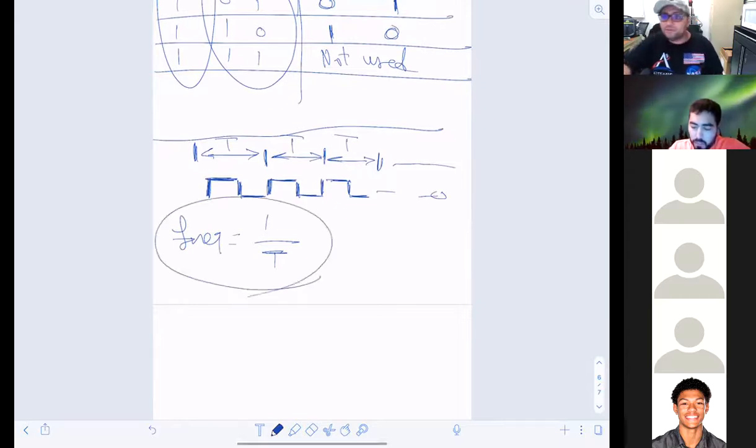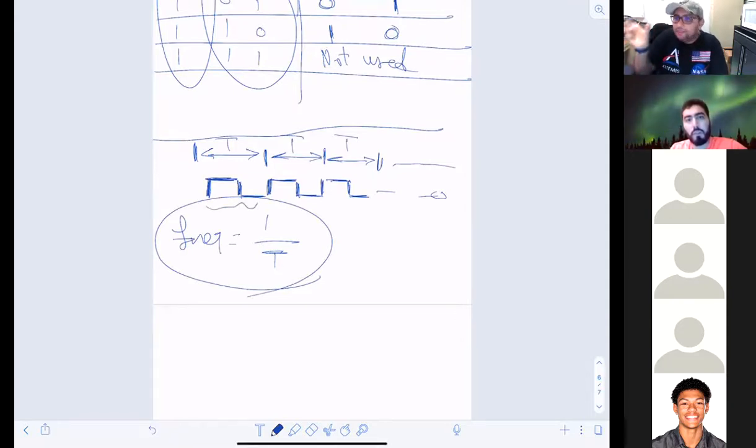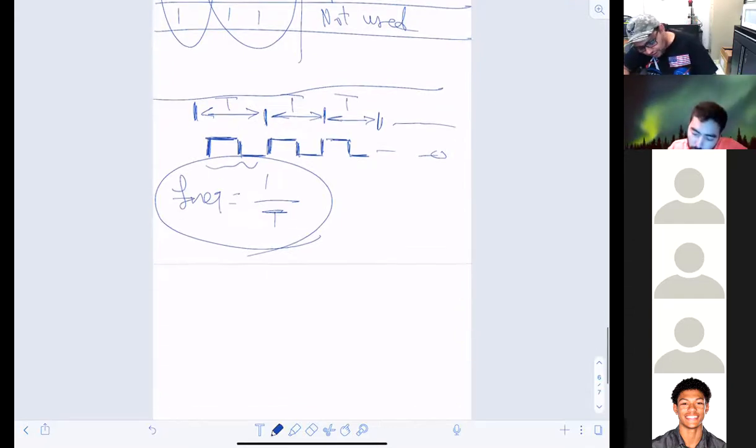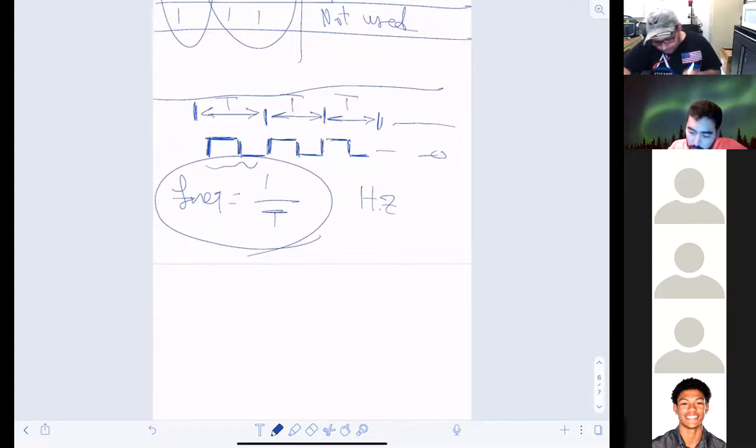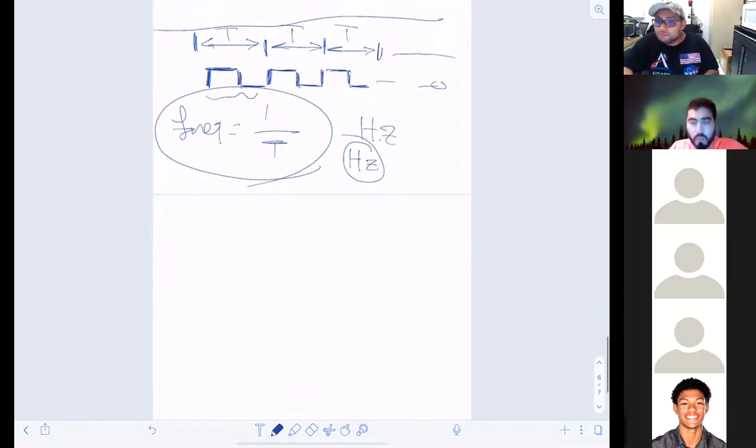Frequency is 1/T. That means the rate of repeating the thing, how fast I'm repeating the same pattern. That's the frequency. And the unit for the frequency is called Hertz, Hz. Pretty much they write it like this, uppercase H, lowercase z.